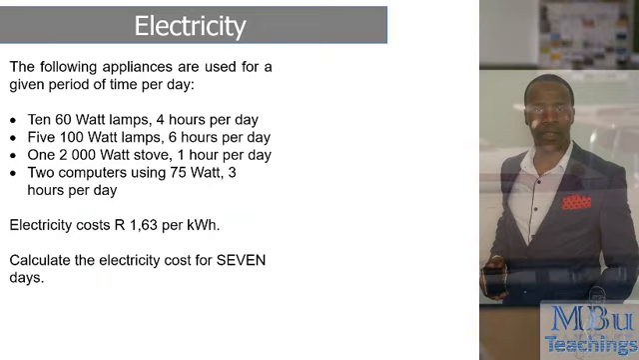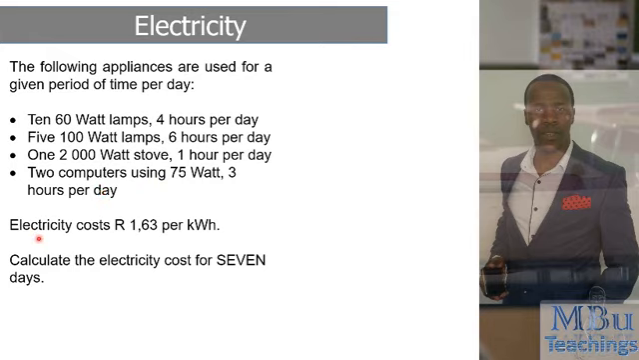Let me welcome you once again to another exciting section. We have this example. We are told that the following appliances are used for a given period of time per day. Number 1, 10 60-watt lamps 4 hours per day, 5 100-watt lamps 6 hours a day, 1 2000-watt stove 1 hour per day, 2 computers using 75 watts 3 hours a day.